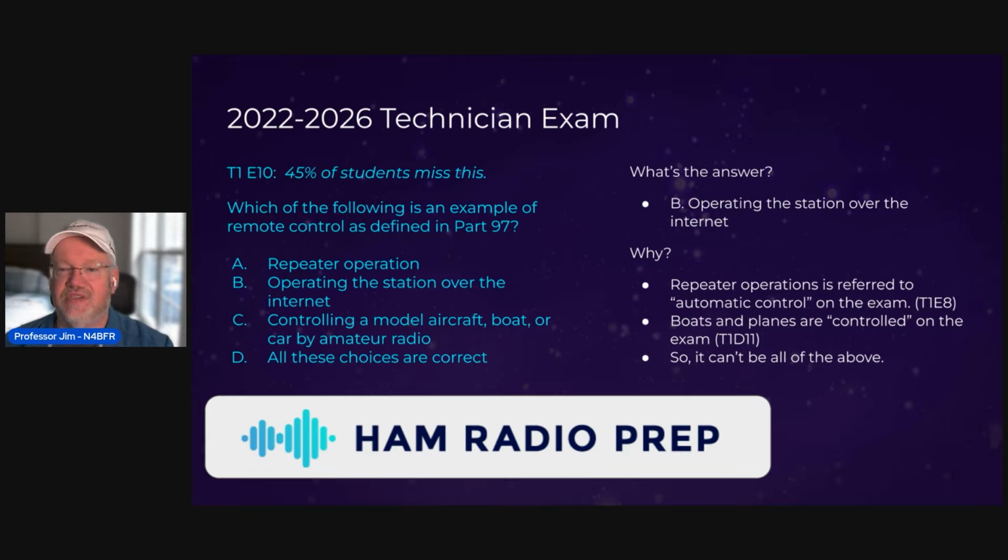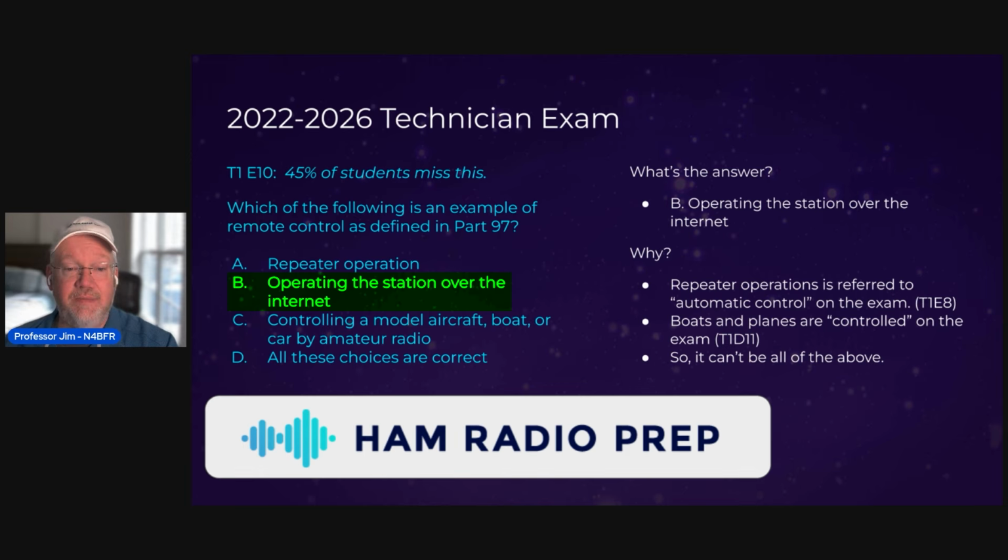And this second right side of the slide was not supposed to reveal, so we could actually spend a minute on the question. So there's 4 options here, right? Just like there are with every question. Is it repeater operation? Is it operating the station over the internet? Is it controlling a model aircraft? Or is it all of the above? So Part 97 definitions of remote control. The answer here is B, operating the station over the internet.